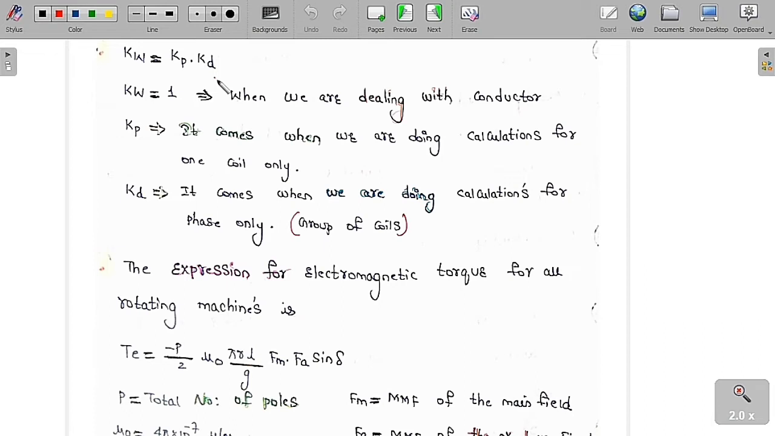Kw is called the winding factor, Kp is called the pitch factor, and Kd is called the distribution factor. So we can simply say Kw is equal to 1 whenever we are dealing with only one conductor, Kp comes whenever we are doing calculations for one coil only, and Kd comes whenever we are doing calculations for a phase only, meaning a group of coils.